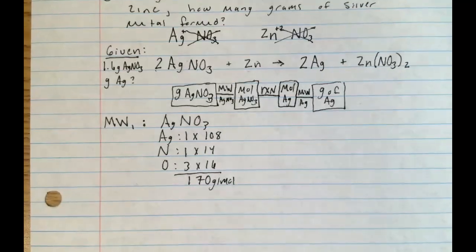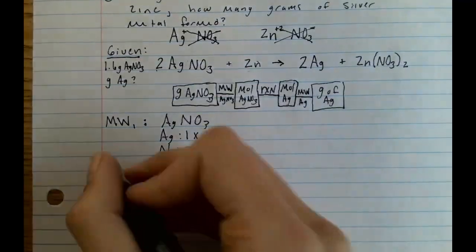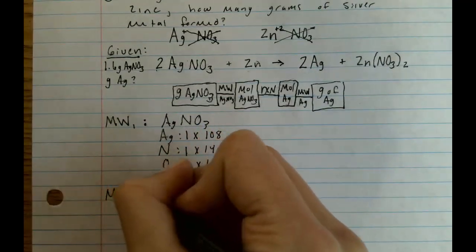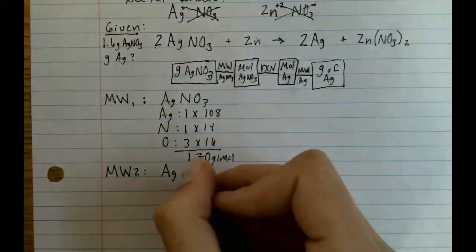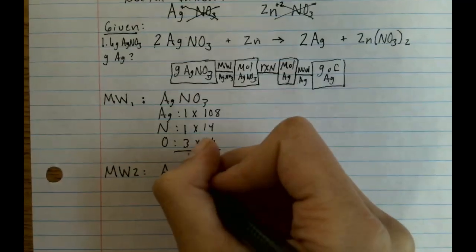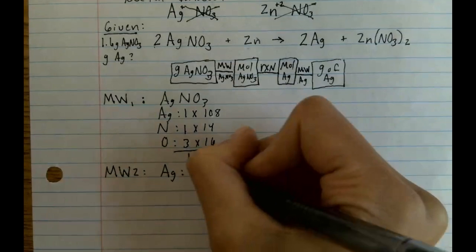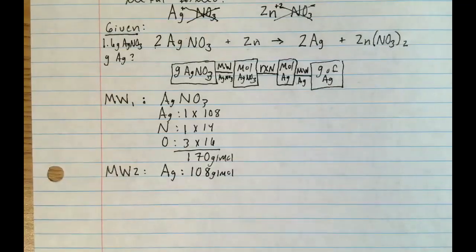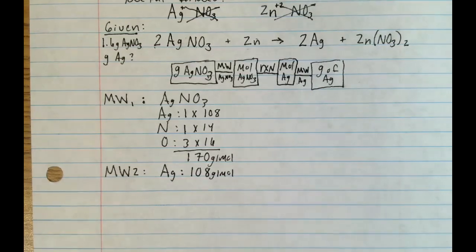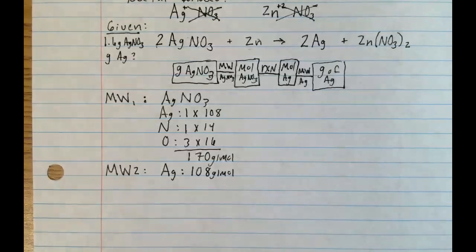Now I'm going to figure out what my next molecular weight is. So molecular weight number 2. But this time, my chemical formula is just silver. So technically you already figured this out with the last problem. So the molecular weight is really just going to be the atomic mass because you're just working with a lone atom. So it's 108 grams per mole. So now that we have the molecular weights, we have our givens, we know what we're looking for, we have all the information that we need.